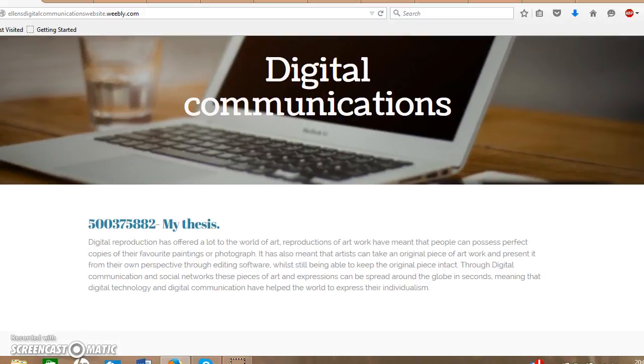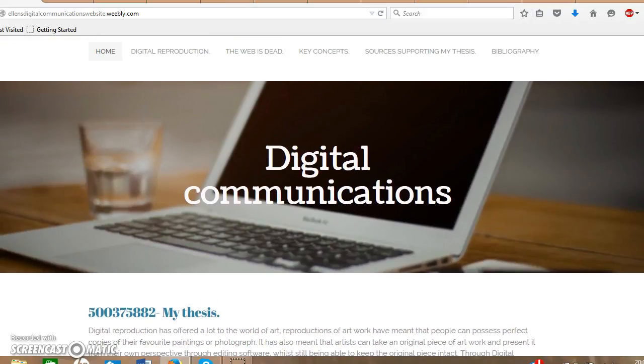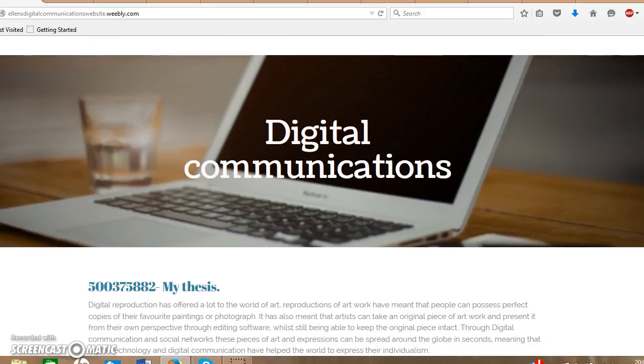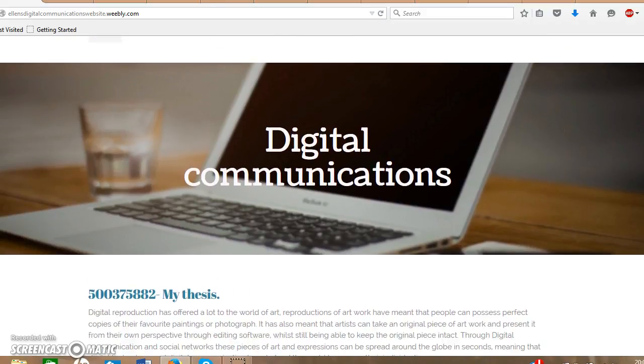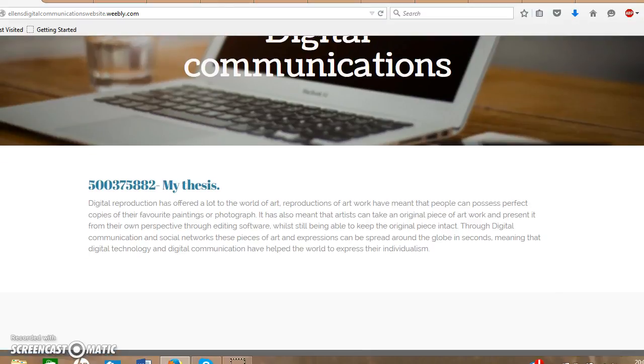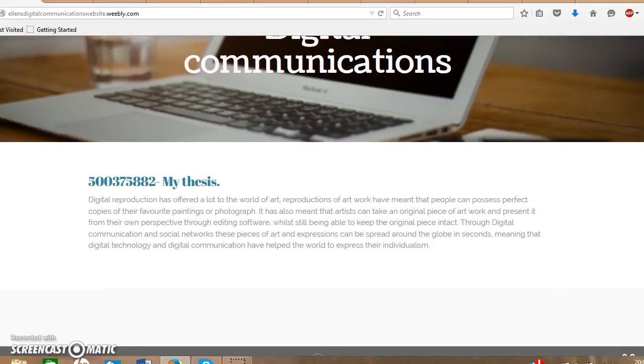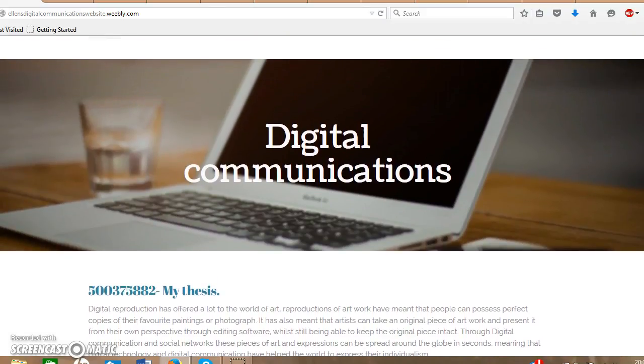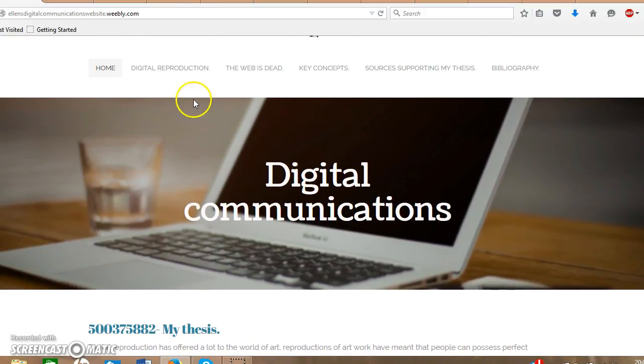This is the homepage that I created using the banner of a laptop because it's digital communications, and this is the basic tool used by many people when they access the internet. My thesis was based after a lot of reading that I did on this subject, and I decided to do it in favour of digital reproduction, which I found quite interesting, given that I have an interest in art and filmmaking and media.